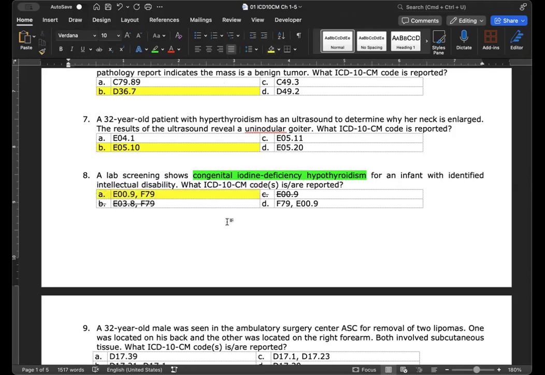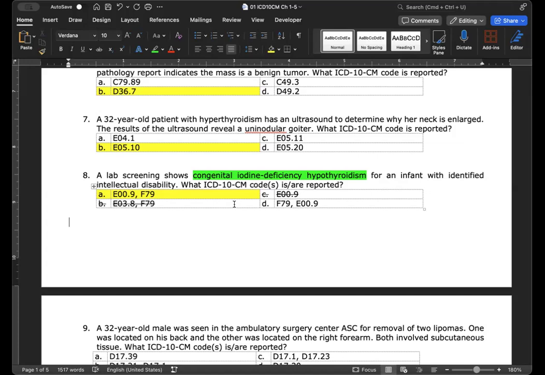And then also, isn't it true that because they have that disability, you will always code it, whatever the child's coming in for, right? Yep. You should. That's what I thought. So if in some alternate universe iodine deficiency hypothyroidism was a sequela of the disability, would it be flipped? It would depend on the reason for the encounter.